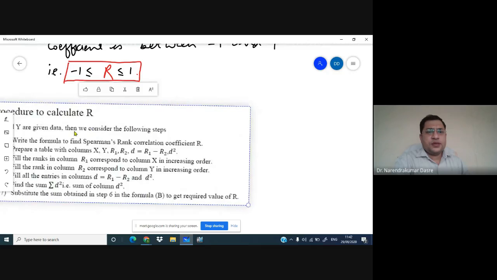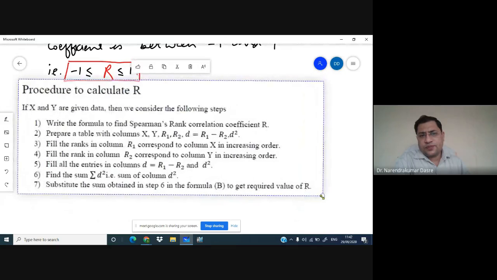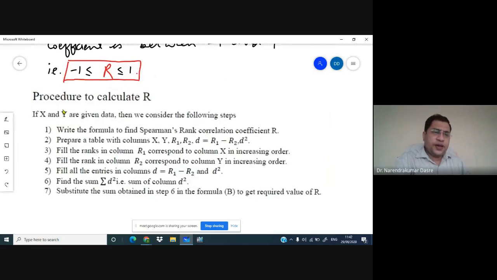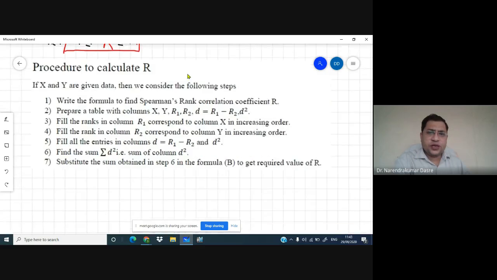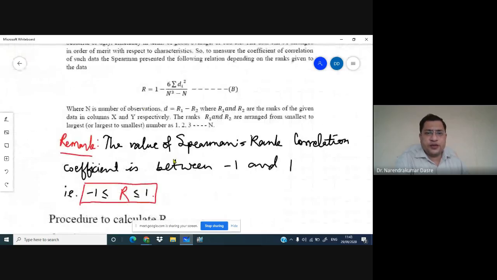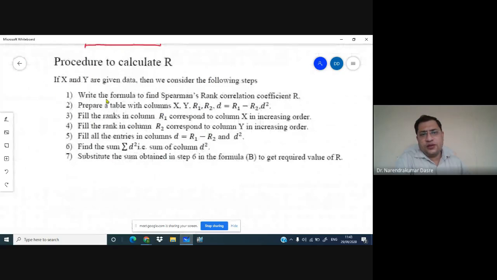So these are the steps that we need to consider. Here, we are given the X data and Y data. Now what we have to do is first write the Spearman's rank correlation coefficient formula. So that's what we have seen here. This is the formula that we have to write. And then once you write this formula, prepare the table.